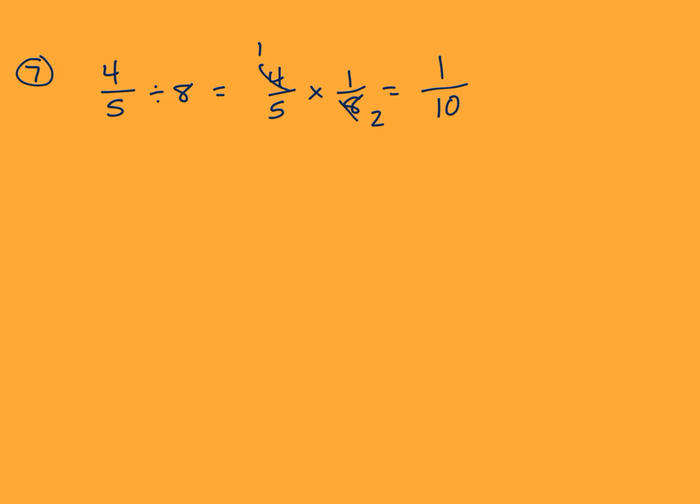Or you can reduce at the end if you are not comfortable doing it that way. 4 times 1 is 4, 5 times 8 is 40, and then we can reduce to get 1/10. So each grade gets 1/10 of the money.